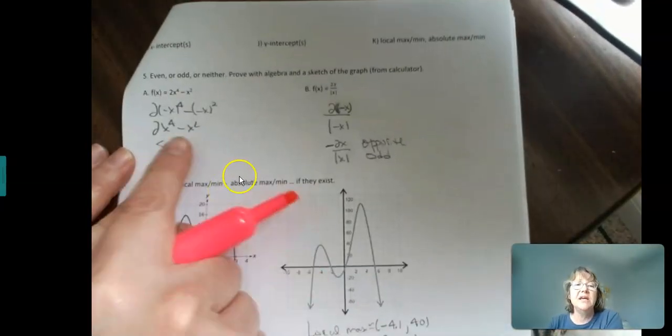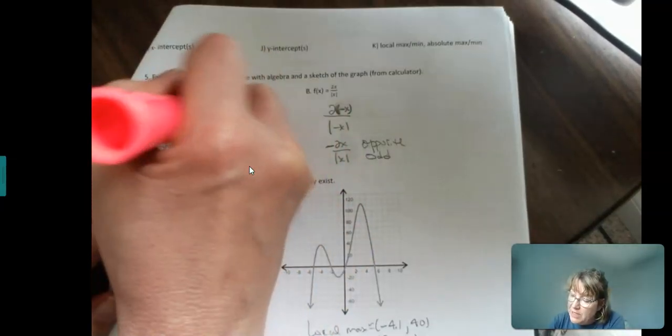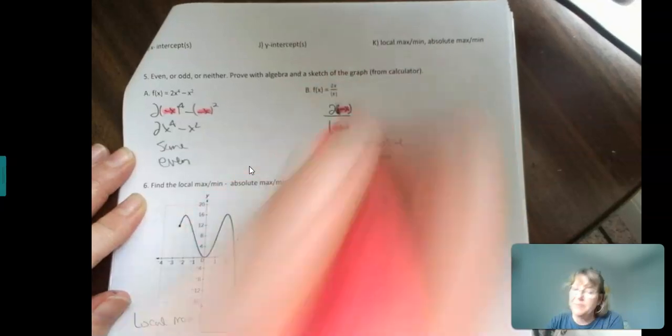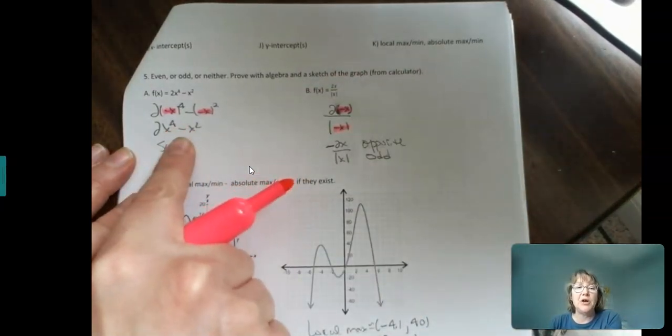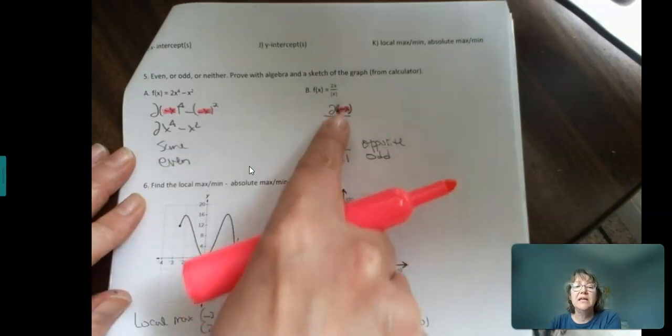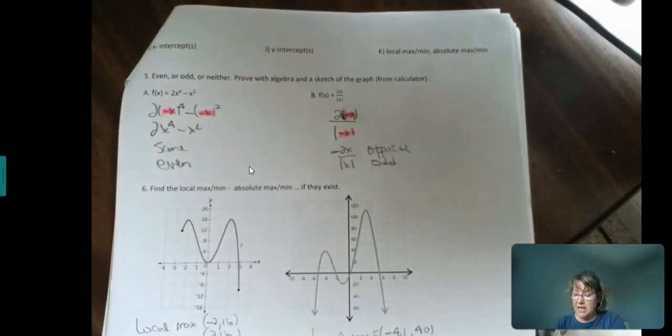All right, next one. Remember, to test for even or odd, you sub in a -x for input and you see what happens. So I just subbed in a -x, the opposite of x, just to see. Here I got the same algebra, so it's even. Here I got opposite algebra, so it's odd.